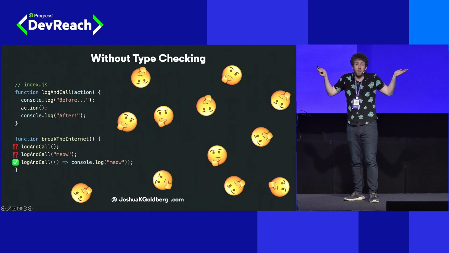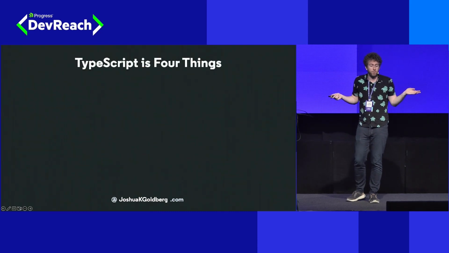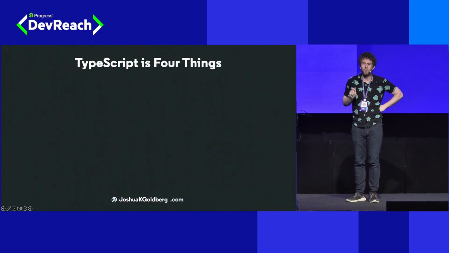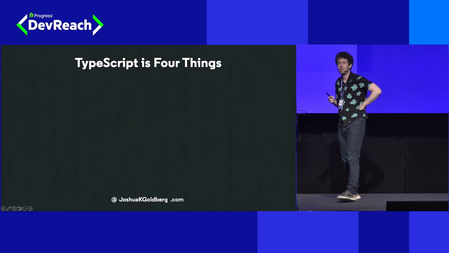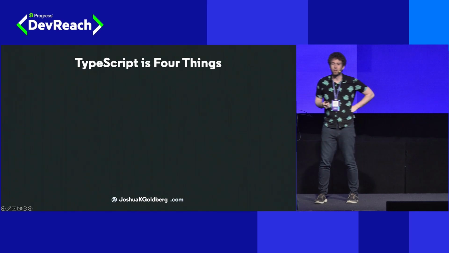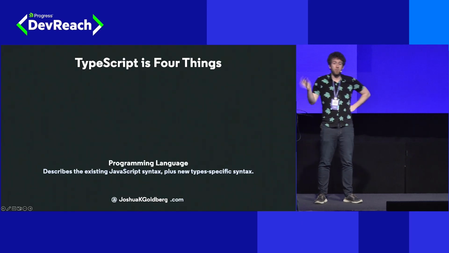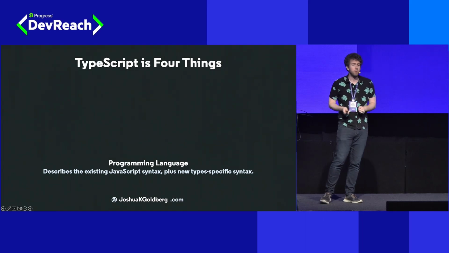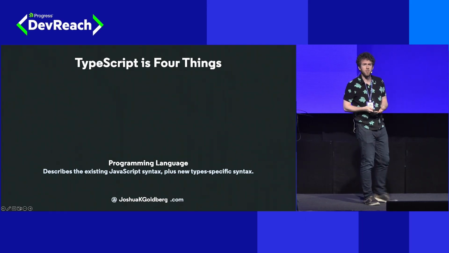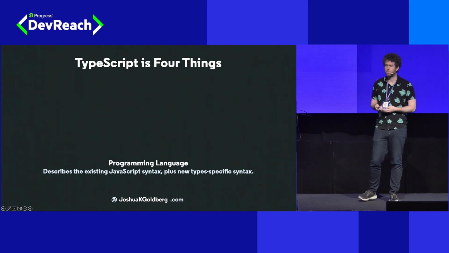If you're calling it right now, that's good, but what if it changes in the future? So we have four things that TypeScript provides us to fix that issue, being lack of confidence in our code. First of all, there's the programming language I just mentioned. It's got that syntax, those types as comments. We'll see a bunch of those type annotations, type declarations soon.